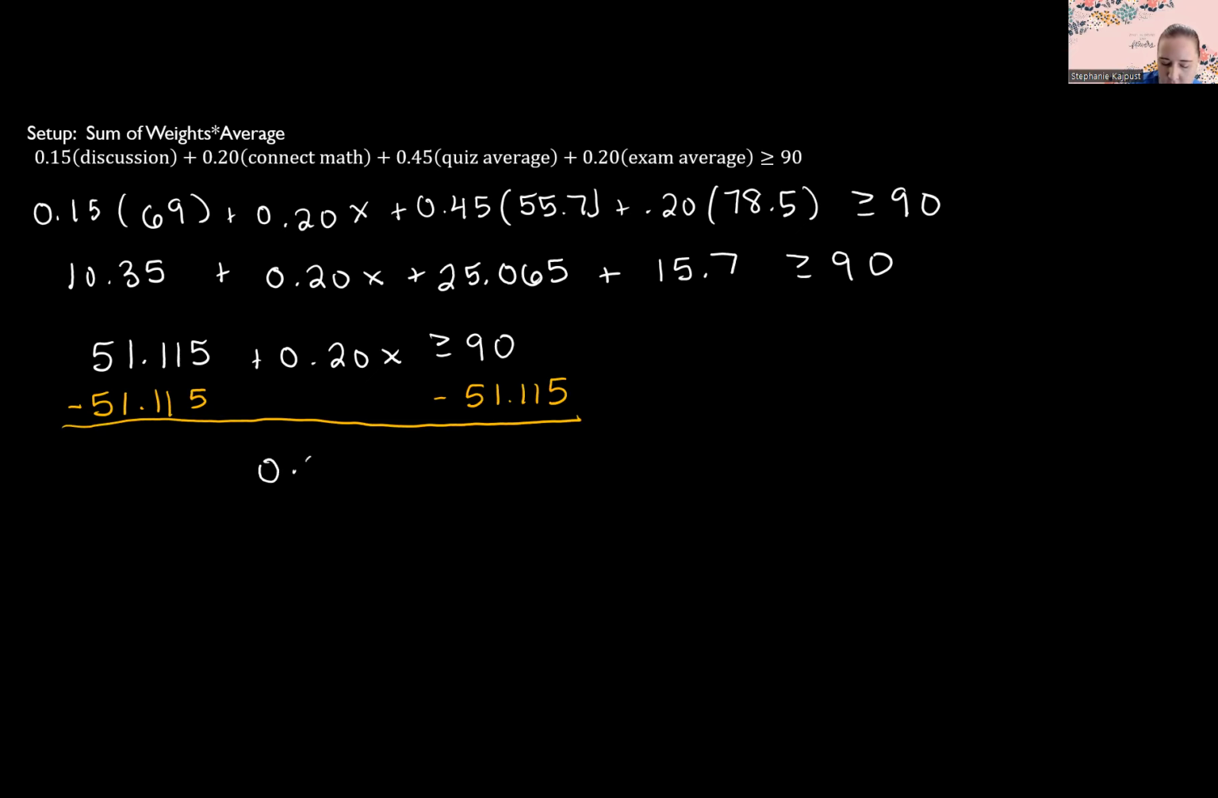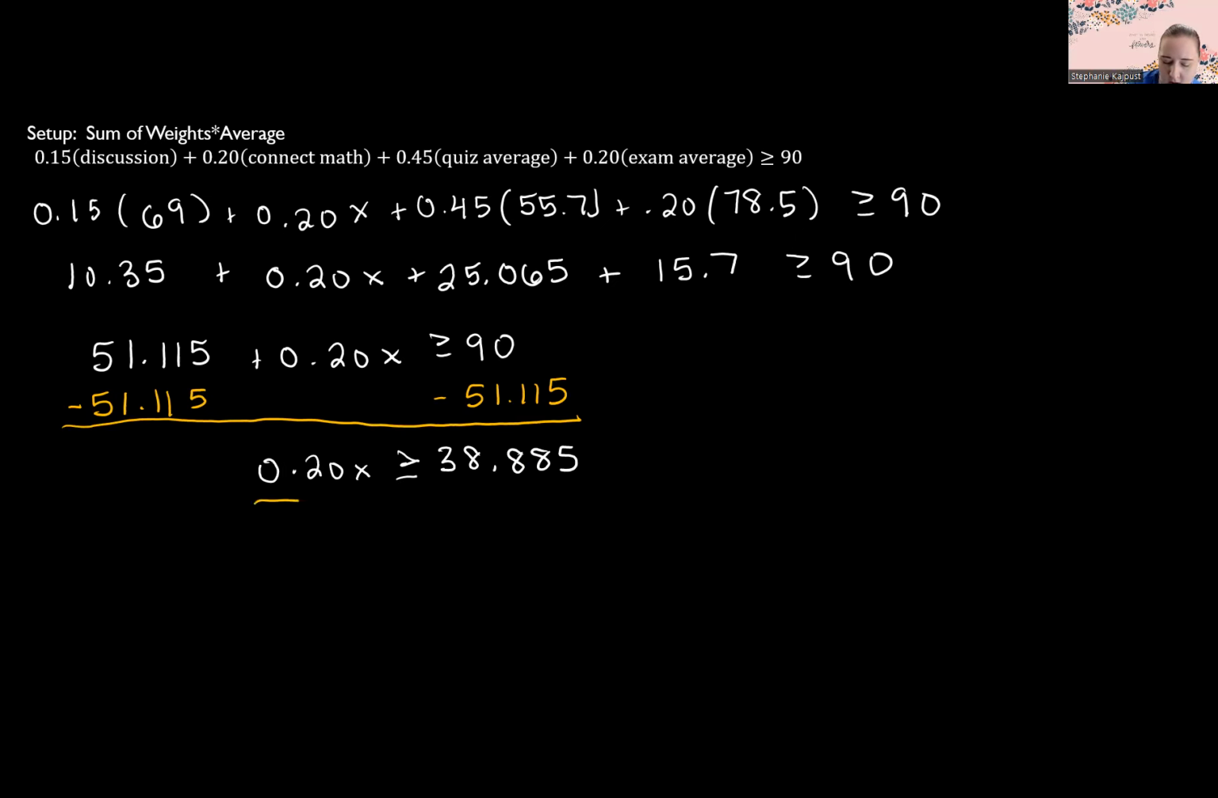So I'm going to subtract 51.115 from both sides. So we have 0.20x is greater than or equal to 90 minus 51.115, which is 38.885. So we're solving for x. I need to divide by 0.20.